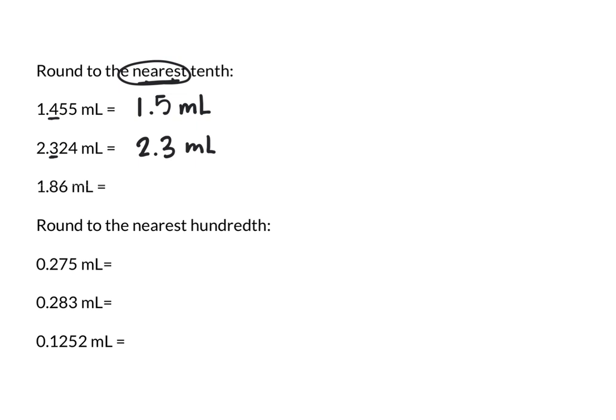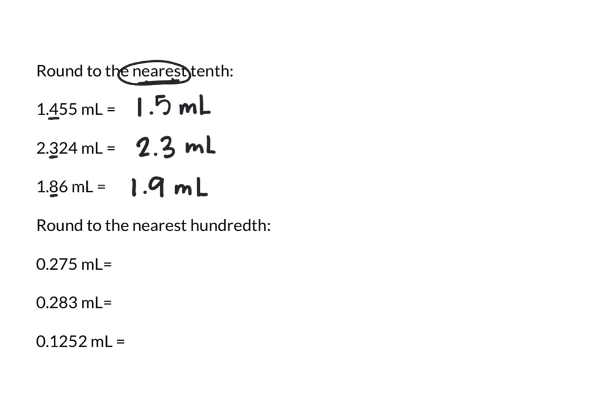All right, final example. We have 1.86. We look at that 10th place, we look to the right of it, it's a 6. So do we keep that 8 the same, or do we round up? If you say round up, you're correct. And we've got 1.9 milliliters for our final answer.